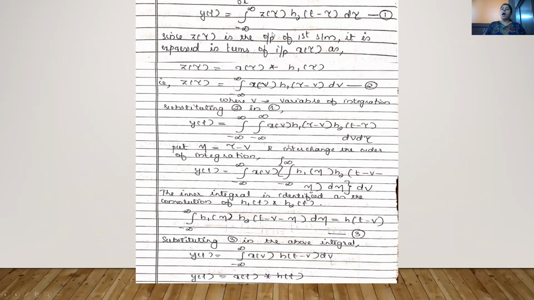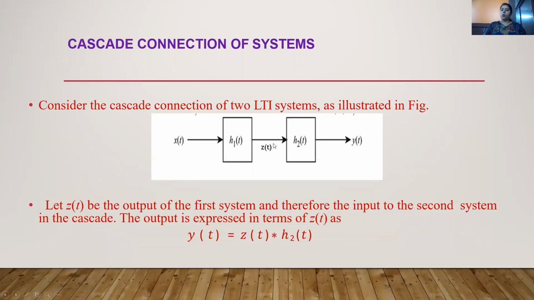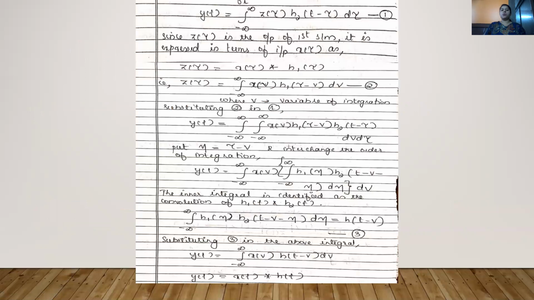Now you can see here that you have a term z of tau. What is z of tau? Just see the previous diagram. z of t is the output of the first system. So what is z of t? It is x of t convolution h1 of t. Now I'm going to substitute that also in our equation. It is z of t only, but the time axis I'm going to replace as tau. That is, the horizontal axis is tau now. So I'm going to write z of tau is equal to x of tau convolution h1 of tau.